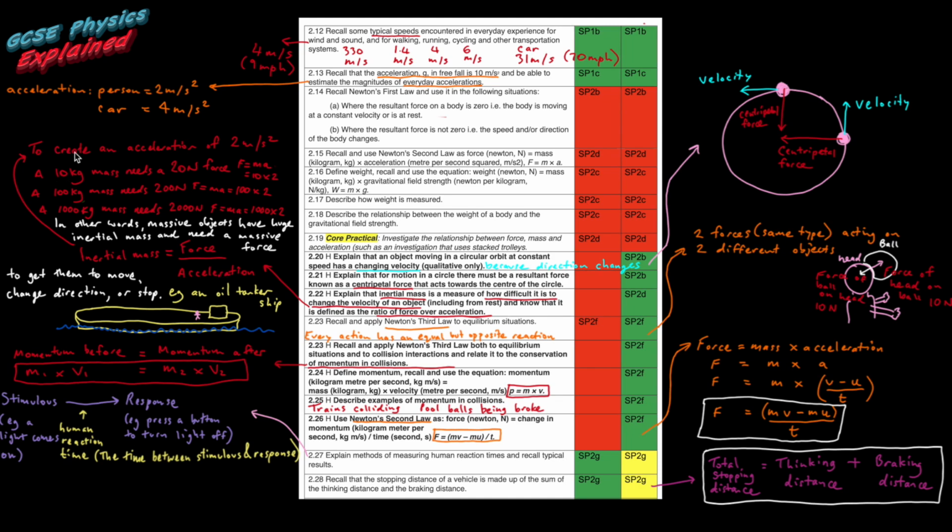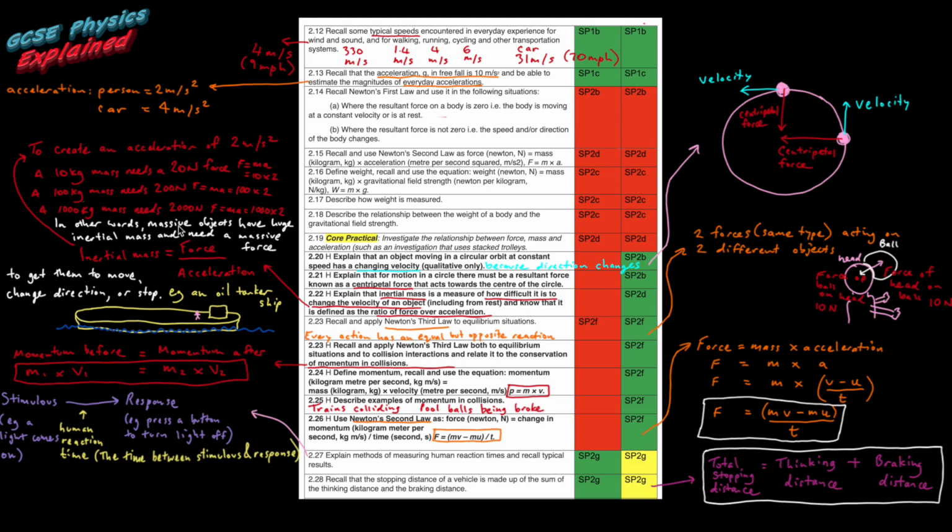Right, to create an acceleration of 2 meters per second squared, if we've got a 10 kilogram mass, that would need 20 newtons of force. If we had 100 kilogram of mass, then that would need 200 newtons of force. And if we had 1,000 kilogram mass, it would need 2,000 newtons of force.